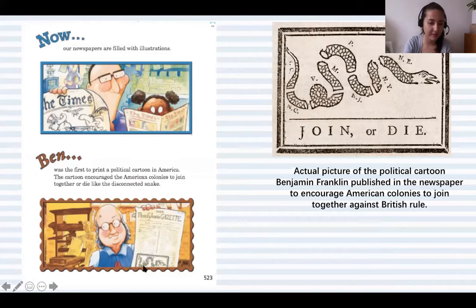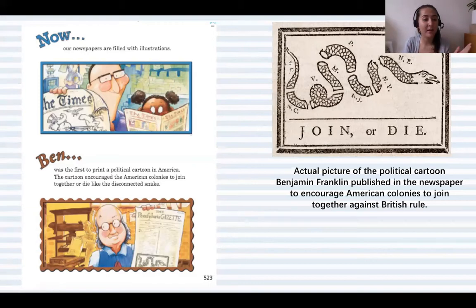So here you can see this is the cartoon that he first drew. Here I have an actual picture of the cartoon that he drew, and this is what it said. Thank you for reading, Hun. Lovely reading. Here is the actual cartoon that Benjamin Franklin added to the newspaper. It said join or die, and here he had a picture of a snake that was all cut up. And what this meant is that he wanted to encourage the American colonies to join together against British rule.